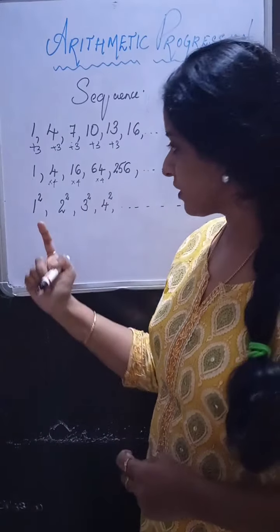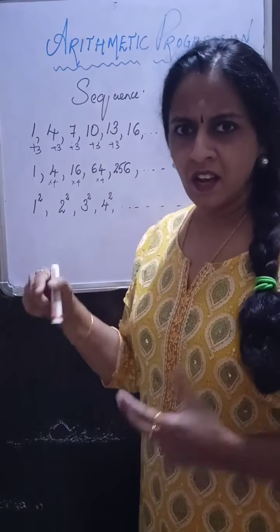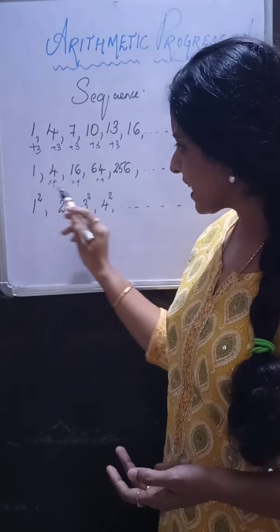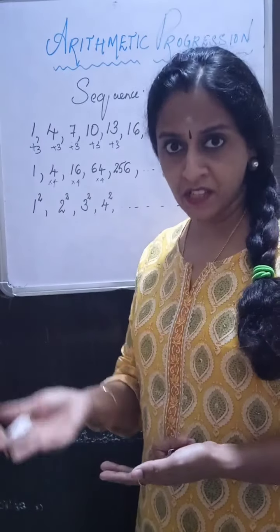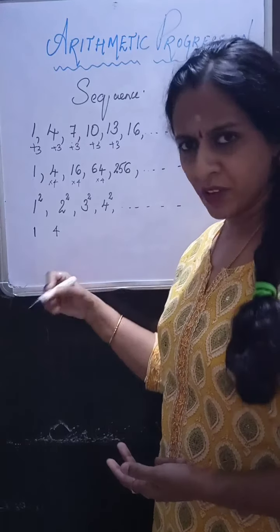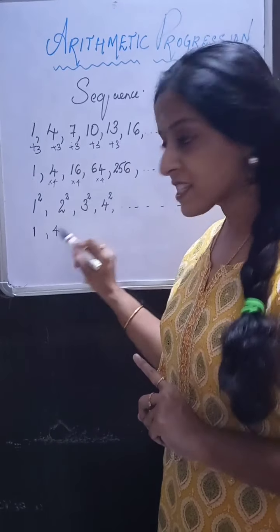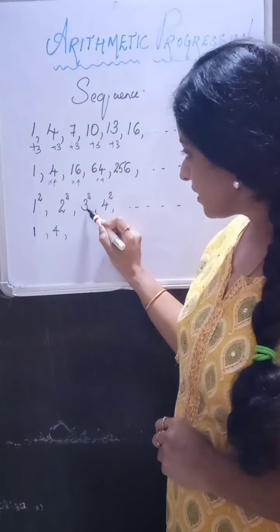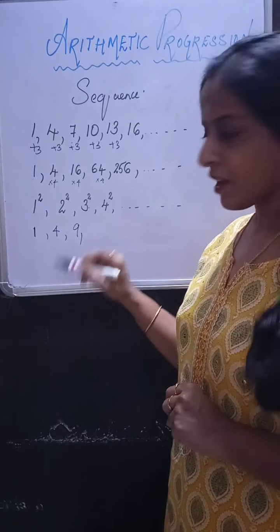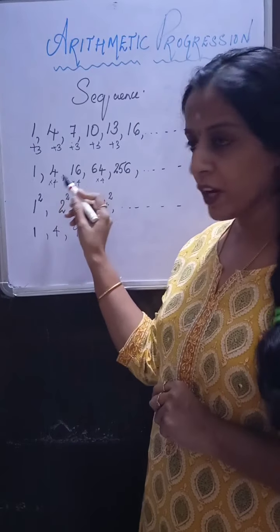Second type of sequence done, now this is the third type. 1 square, 2 square, 3 square, 4 square. What will be the next term? Obviously 5 square. But are we getting the next term by adding a fixed number? Suppose 1 square is 1, 2 square is 4. Here again we can take 1 plus 3 will give you 4, so the next number should be 7. But as per the sequence, the next number, 3 square, is 9. 4 square is 16.